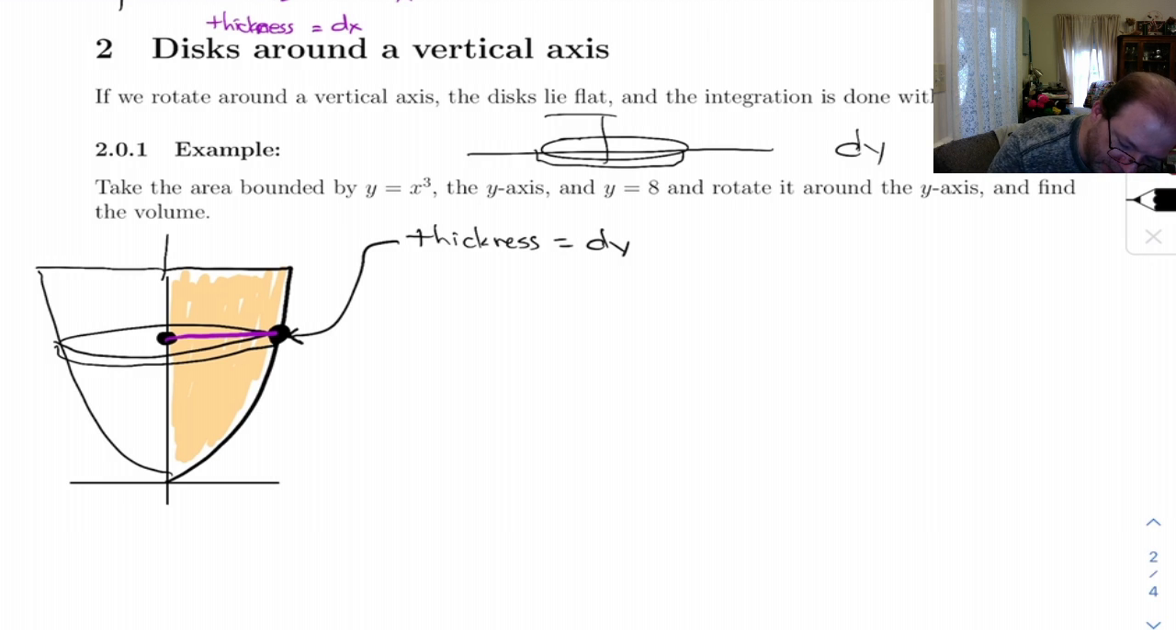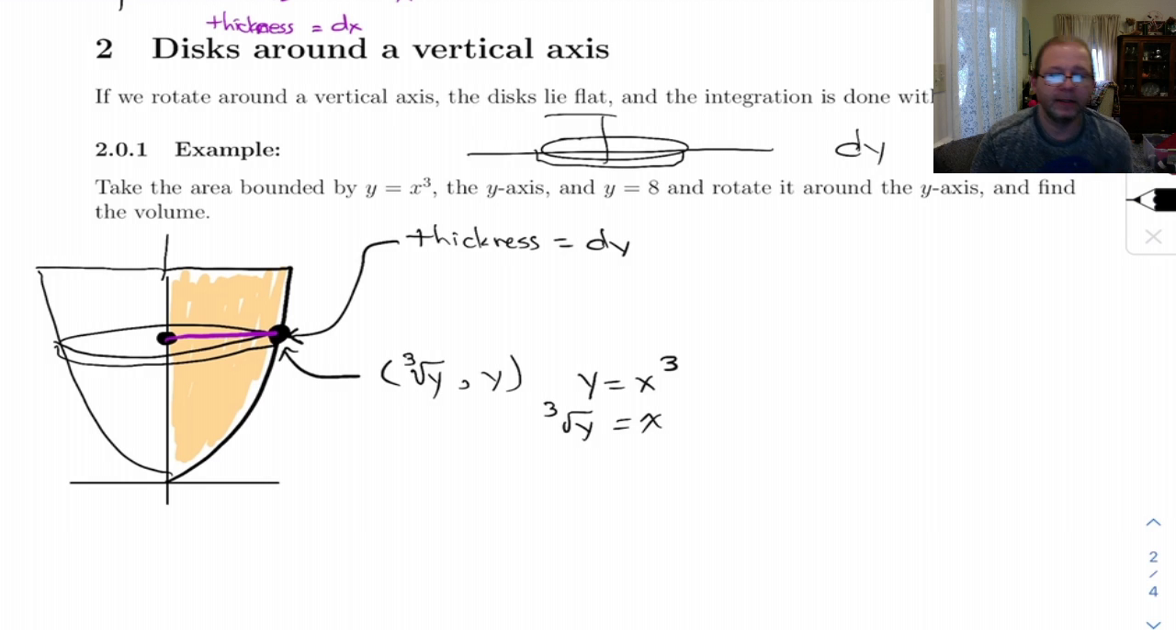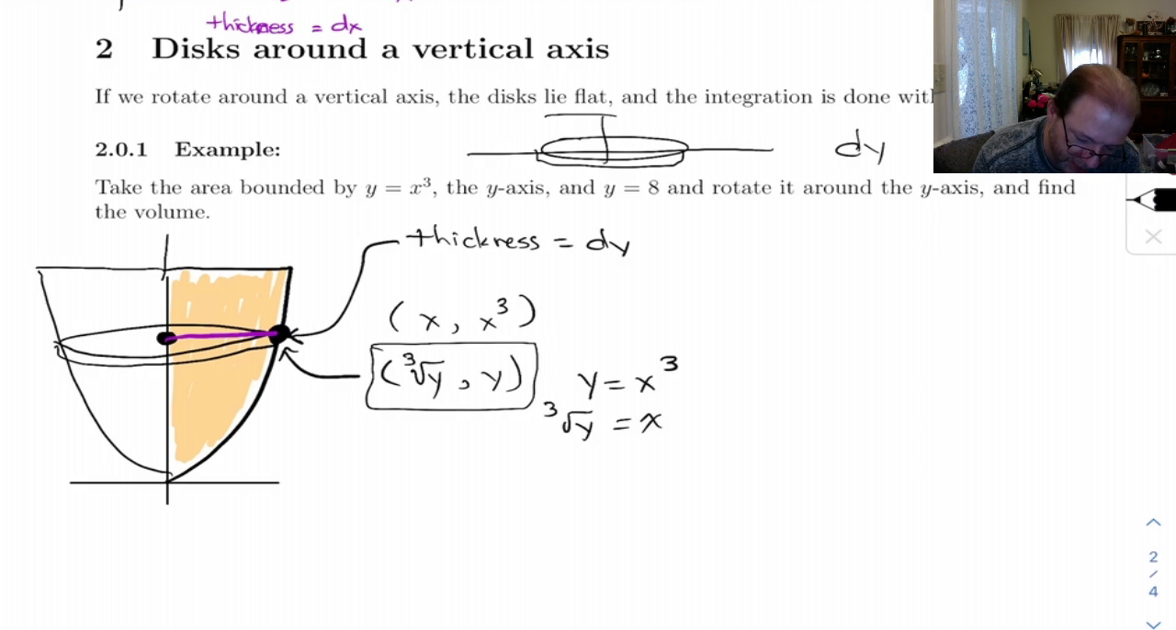Since y is our variable, we'll take this point: the y coordinate is y, but we've got to figure out what the x coordinate is. On this curve, we've got y equals x cubed. So if you solve this for x, you get x is the cube root of y. So we get that for this point. Keep in mind, you can call this point (x, x cubed), or you can call it (cube root of y, y). They're both the same. It's just that one is in terms of x and one is in terms of y. What we need for this problem is, of course, this.